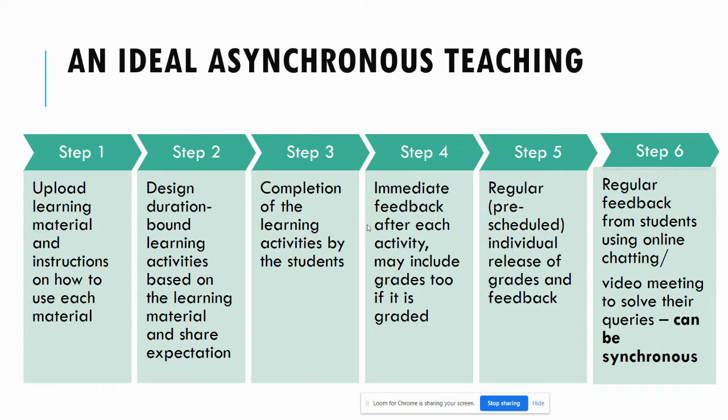So in total, how does an ideal asynchronous teaching look like? There are 6 steps. Some of them can be done parallelly also, but there are 6 things we need to do. The first is that the teacher uploads the learning material and instructions on how to use each of this learning material very clearly over the LMS.